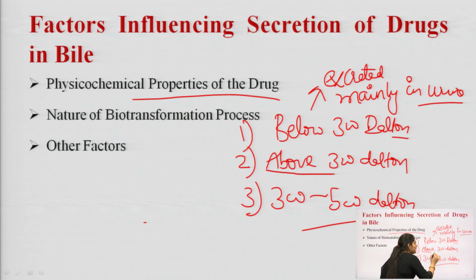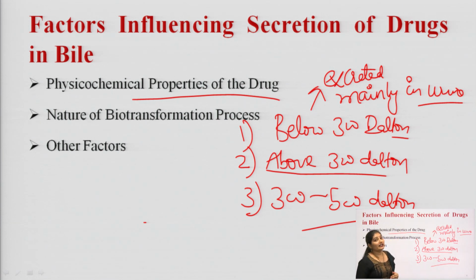Okay. In the second category, if the molecular weight of the drug is above 300 Dalton, then it will be excreted mainly into the bile. Less than 5% will be excreted into the urine. The third category is 300 to 500 Dalton. In this category, the drug will be excreted both in the urine as well as into the bile. Okay. So, this is the influence of the molecular weight on the biliary excretion.